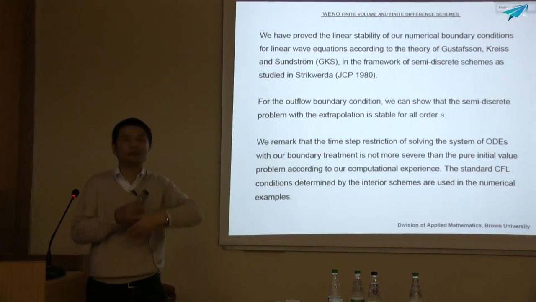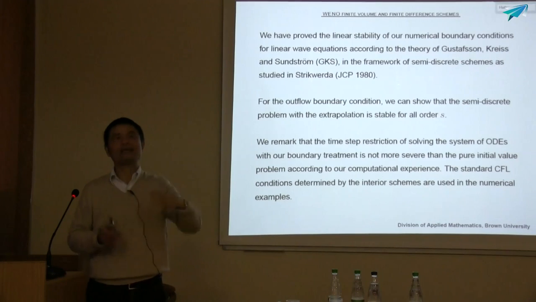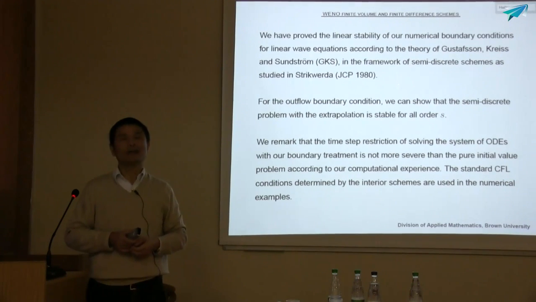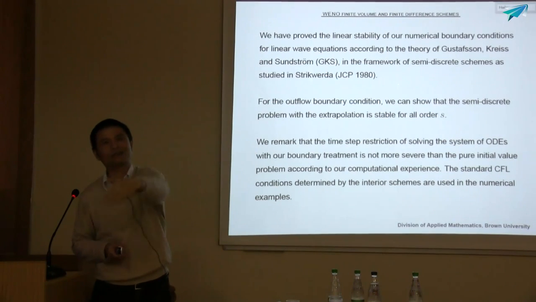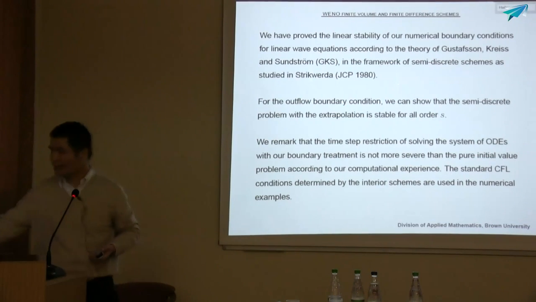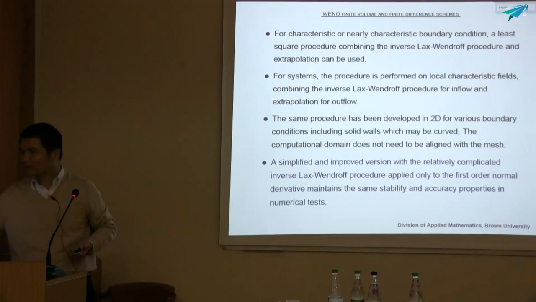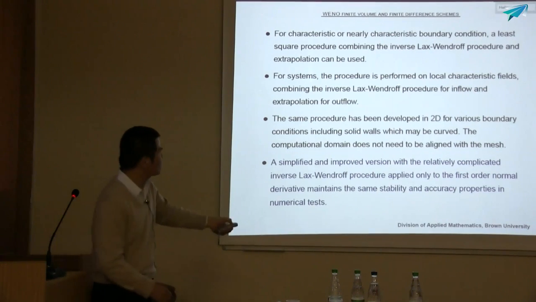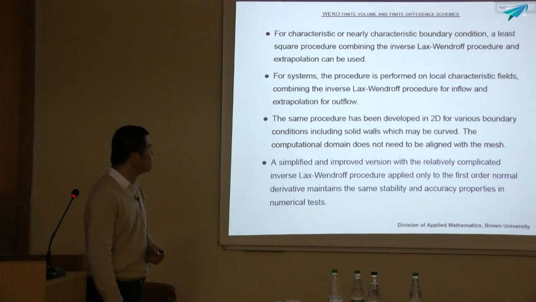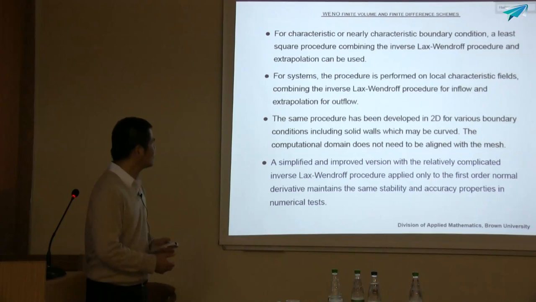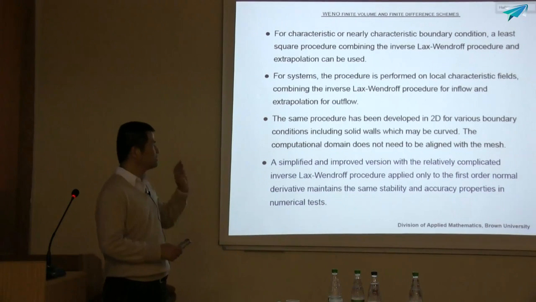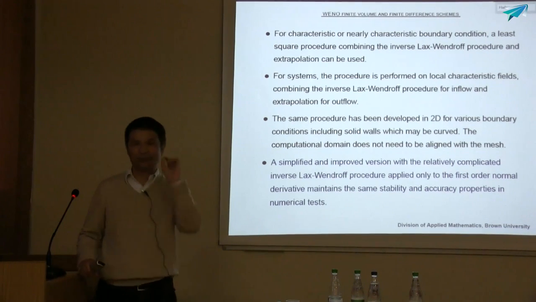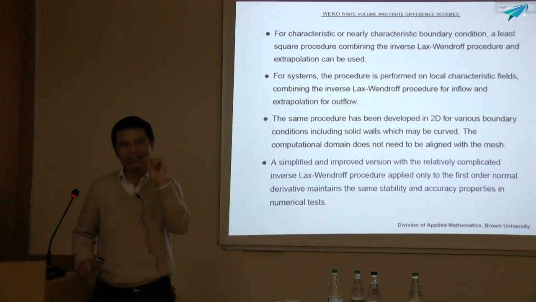One way, of course, you can use a body fitted mesh to compute, but that's quite nasty and not easy to code. The other way is just to use a rectangular grid to cut through all these things, and then you use this particular trick to compute a reflecting boundary condition across all these surfaces, which can be implemented very nicely. We have done that actually with some very good results. Yeah, this is what I was talking about, this last bullet. We found a simplified and improved version for which the relatively complicated inverse Lax-Wendroff procedure is applied only to the first order normal derivative, the u_x term.